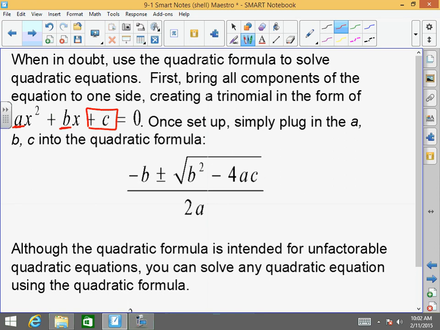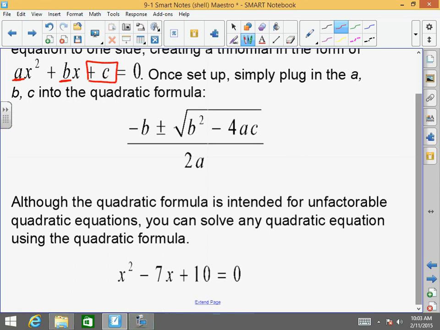Once set up, simply plug in the a, the b, and the c into the quadratic formula and solve. Although the quadratic formula is intended for unfactorable quadratic equations, you can solve any quadratic equation, any, using the quadratic formula. Always, any quadratic equation can be solved by this.